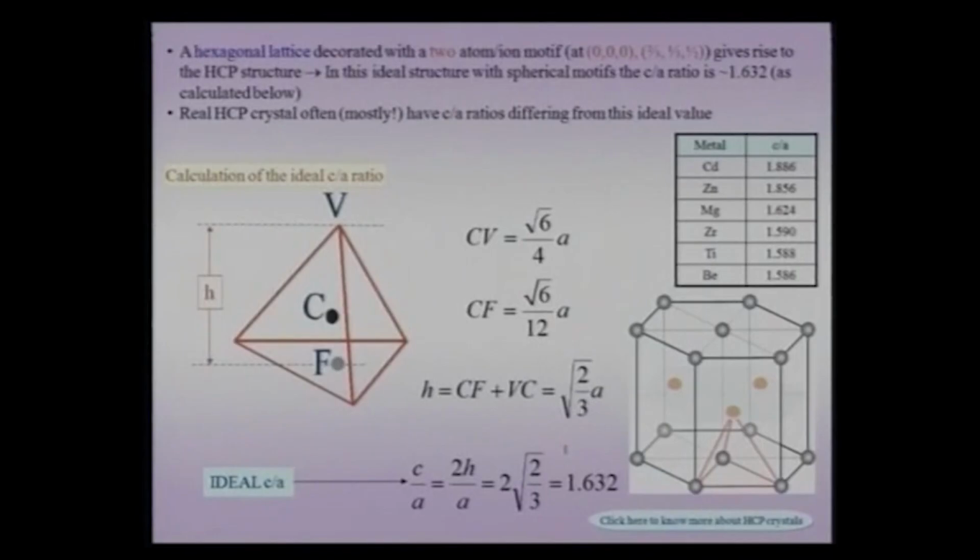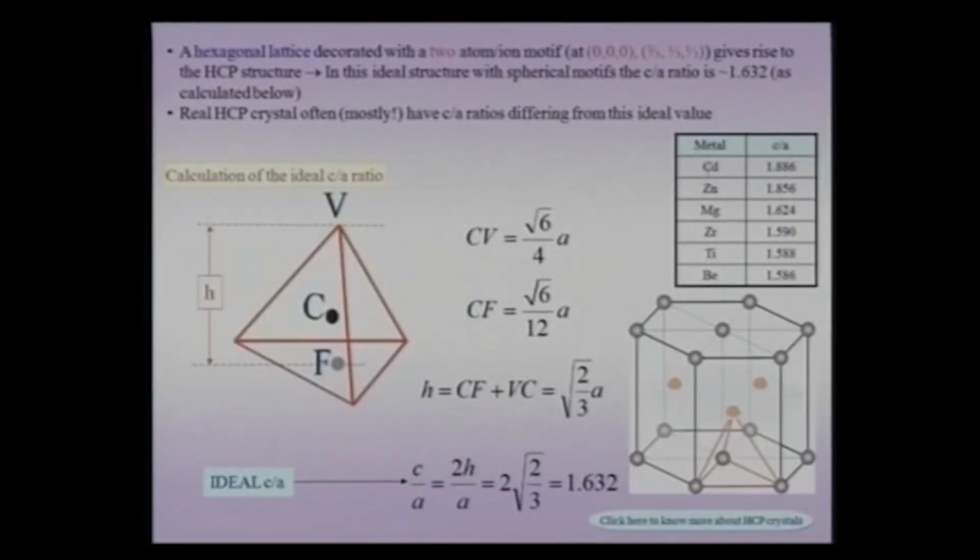Now if I look at the C by A ratios of some of the common metals which crystallize in the hexagonal closed pack structure, like cadmium, zinc, magnesium, zirconium, titanium and beryllium, you would notice that even in this list there is just one which comes even close, which is magnesium, which has a C by A ratio of 1.624. In other words, most of the metals which have the hexagonal closed pack crystal structure do not have an ideal C by A ratio.